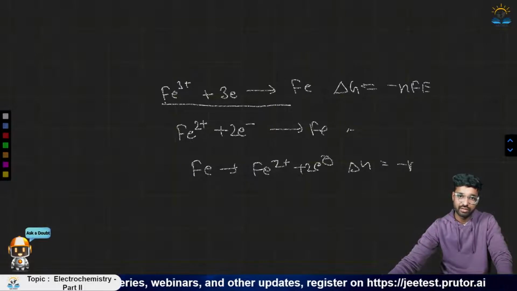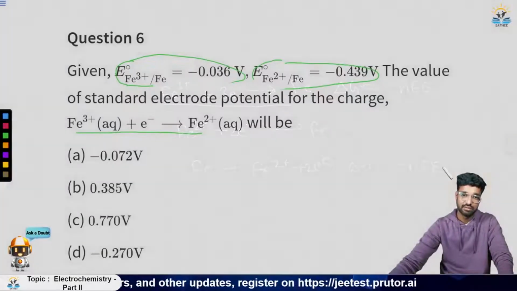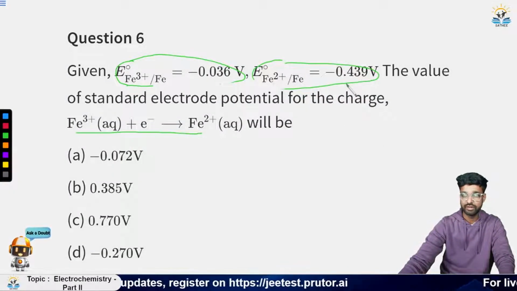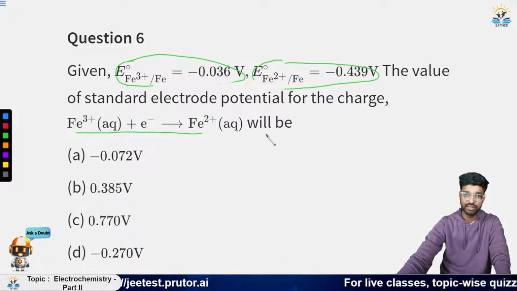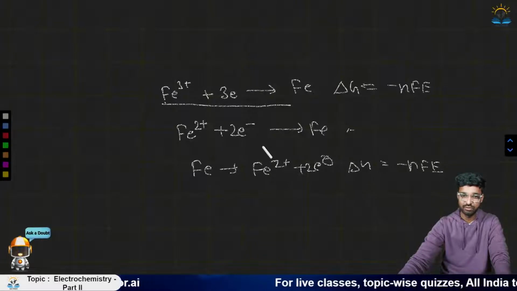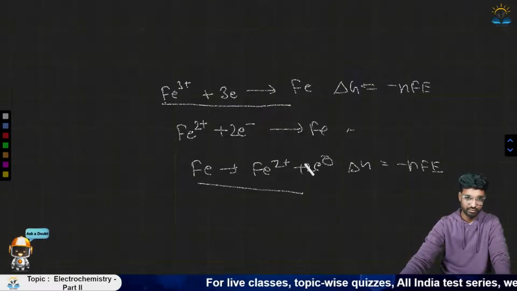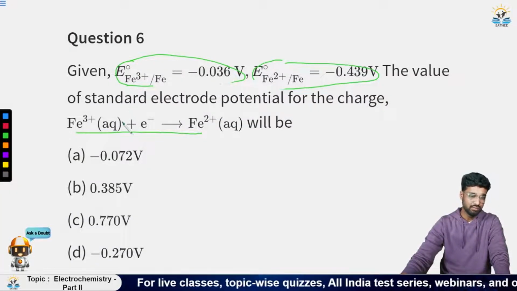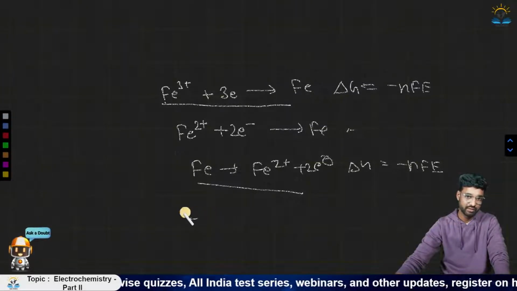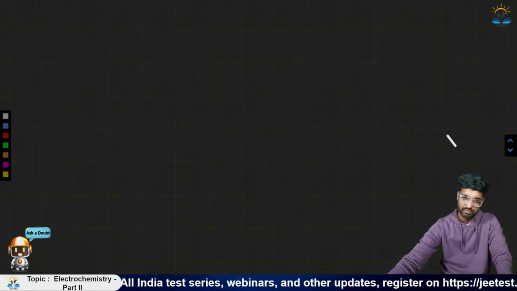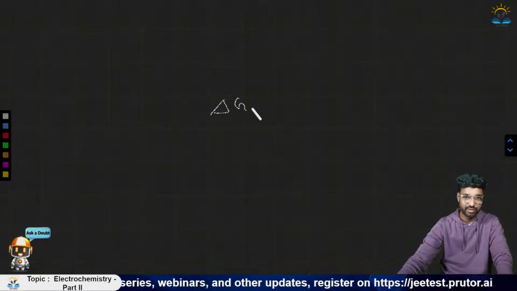Now since you are reversing this second equation here, the E value should also get reversed, so it will be positive 0.439. Then you will calculate delta G for both of these using this n. Now whatever value of delta G you get, you will equate it with the equation which is delta G equals minus nFE.